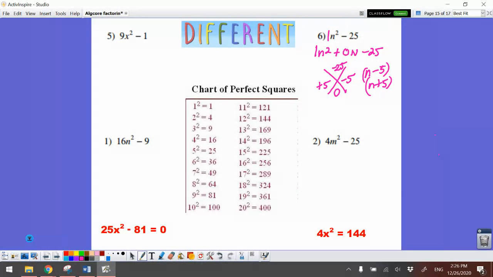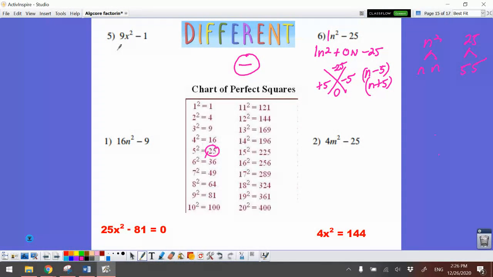Difference of squares. Because n squared is a perfect square, because it's n times n, and 25 is 5 and 5. Those are perfect squares. I see that 25 is on my list of perfect squares. So the rule is, if it is a subtraction and they are both perfect squares, then they're going to factor into the bases, and one is going to be positive and one is going to be negative, okay?